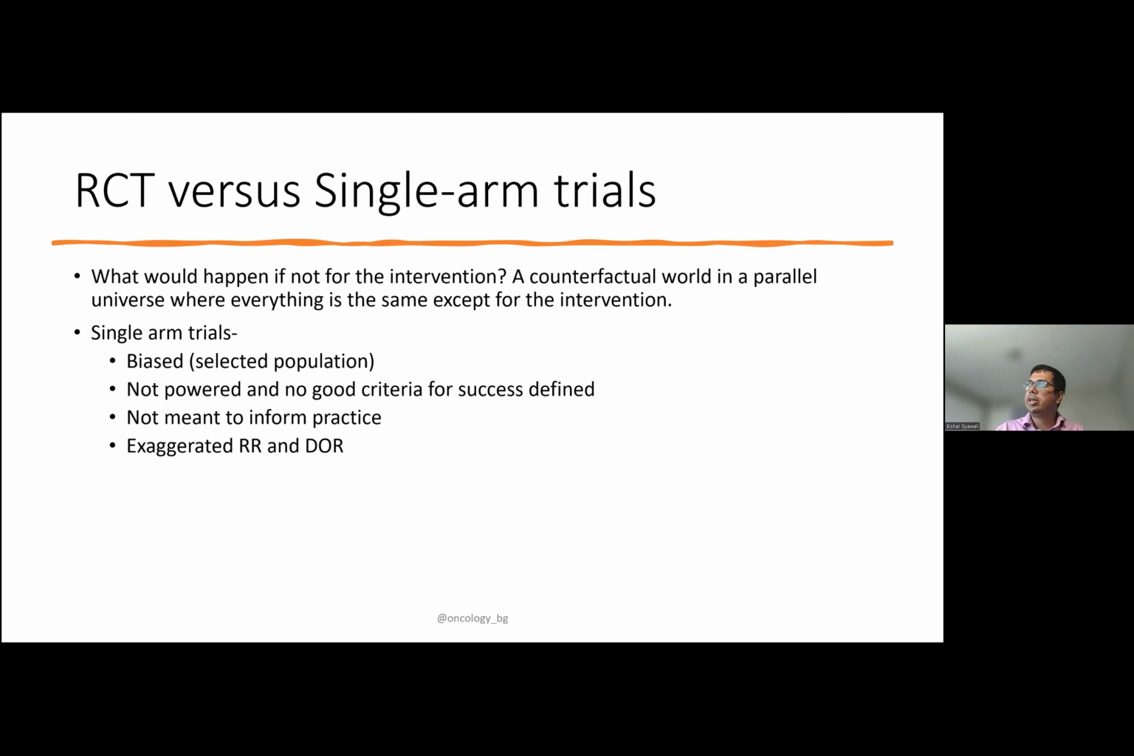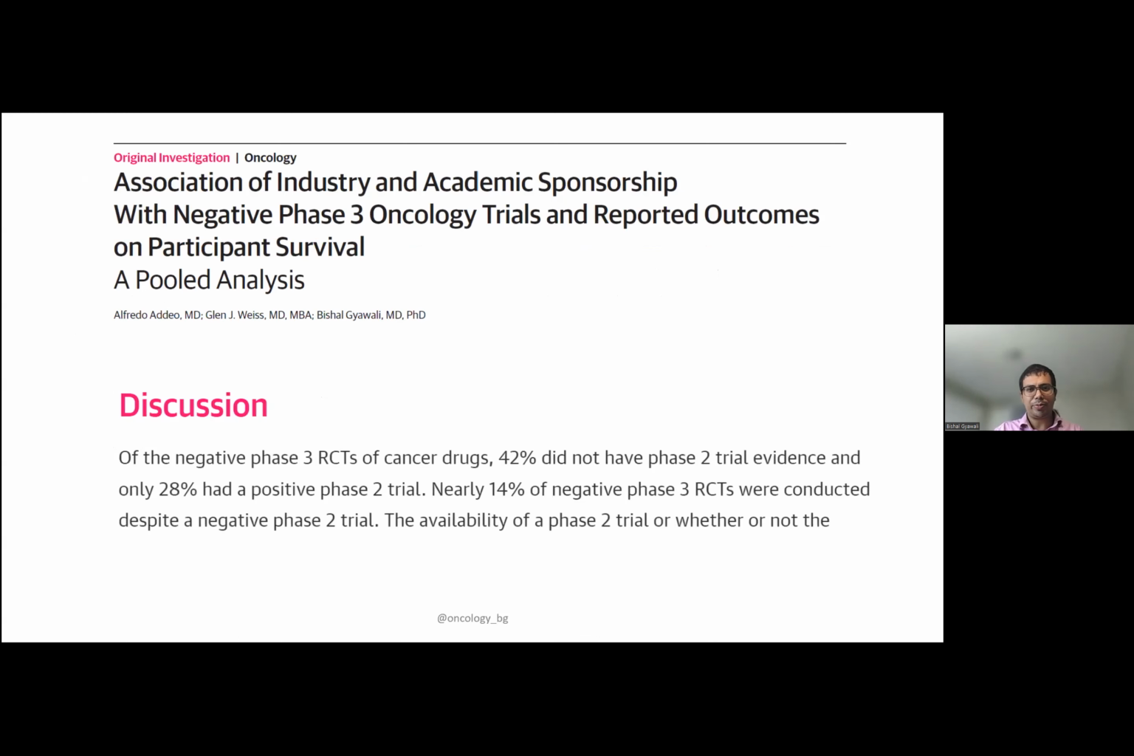Single-arm trials are meant to inform phase 3 trials. If a drug is so bad that we are disappointed with even a phase 2 single-arm result, then we will not take it to a randomized trial. And the other problem is that in single-arm trials, we see that these responses and duration of response are falsely exaggerated. They are not the true responses.